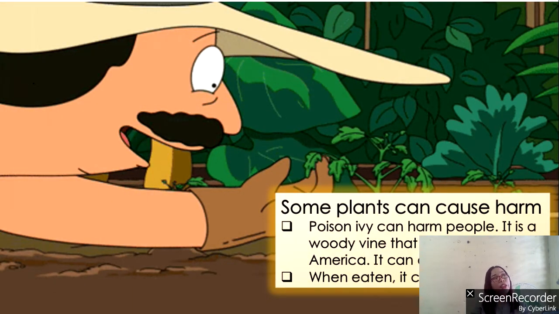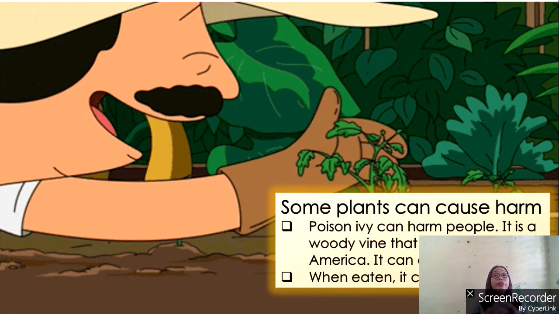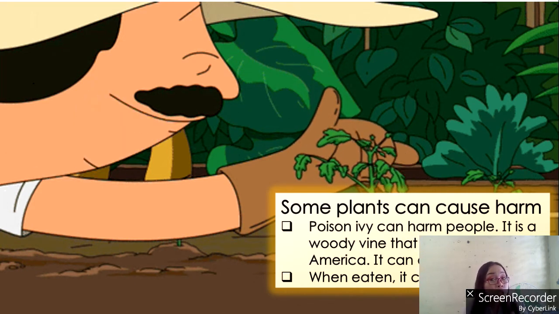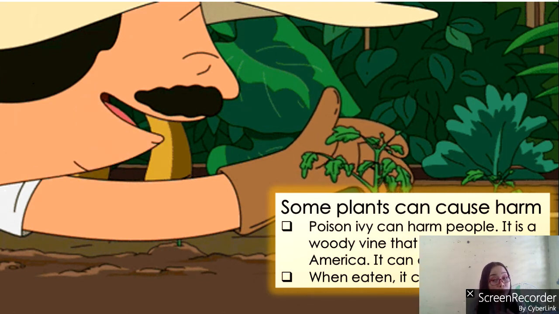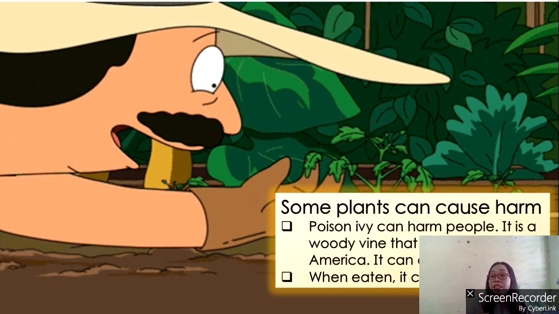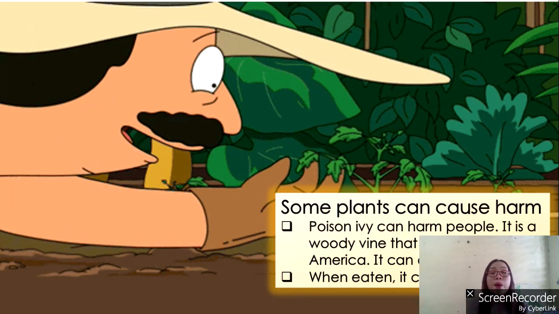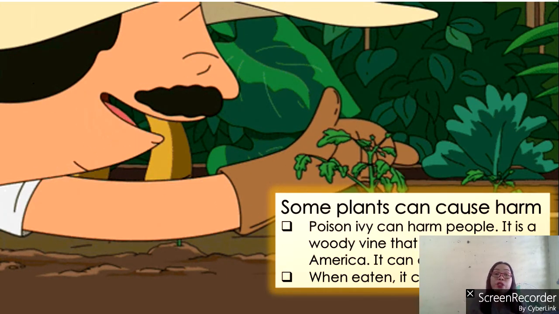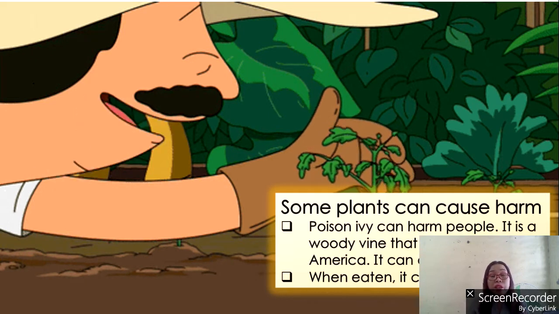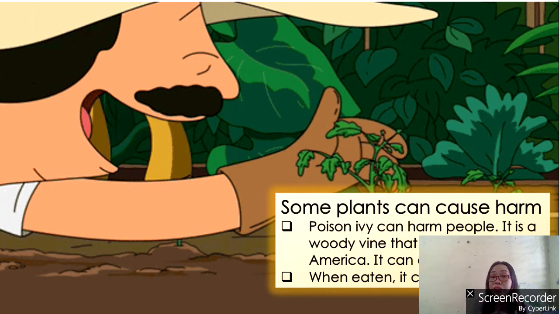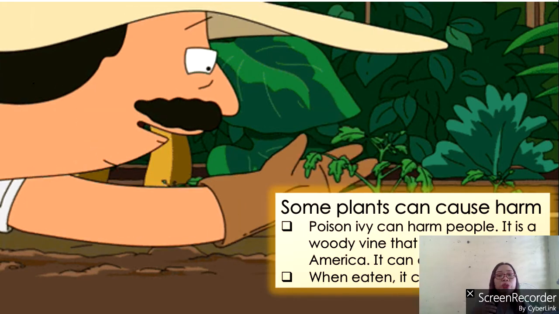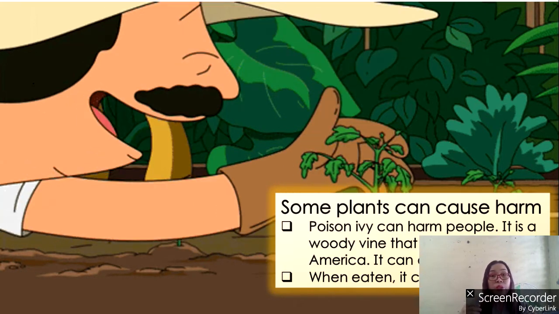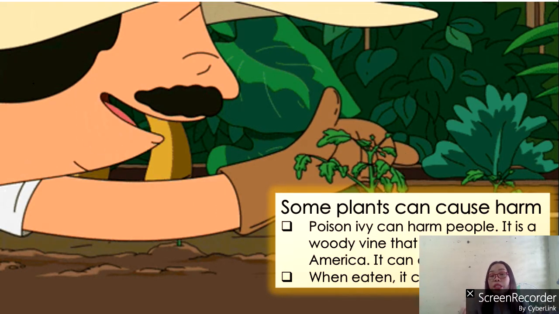Now, if plants are useful to people, there are some plants that can cause harm to us, which means it is dangerous to hold or eat this type of plant. All right. So one plant that can cause harm is this one, poison ivy. Yes, poison ivy can harm people. It is a woody vine that grows in North America, and it can cause skin irritation. And if you eat this one, it can cause death. So it means poison ivy is very dangerous to us.